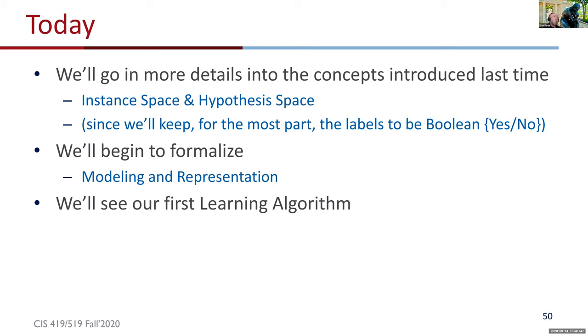Okay. So I'm not going to talk a lot about the label space at this point because we're going to assume for the most part that the labels are Boolean, yes and no. So positive and negative. And we'll begin to formalize representations and modeling, and hopefully we'll get to see the first learning algorithm.